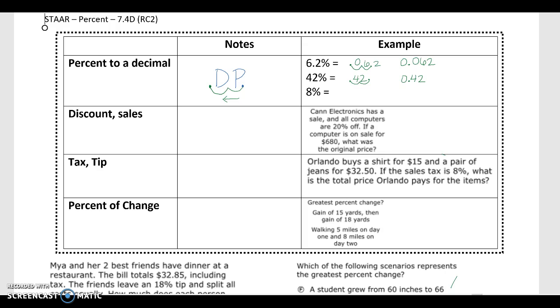The next one is 8%. If I have 8%, I'm going to start here at the end of the number, move it 2 places to here, and I'm adding a 0. So 0.08.